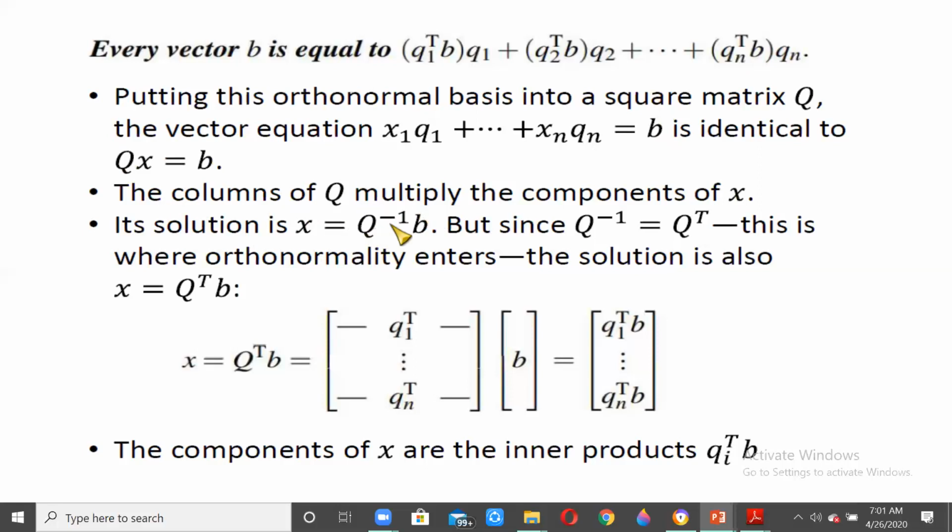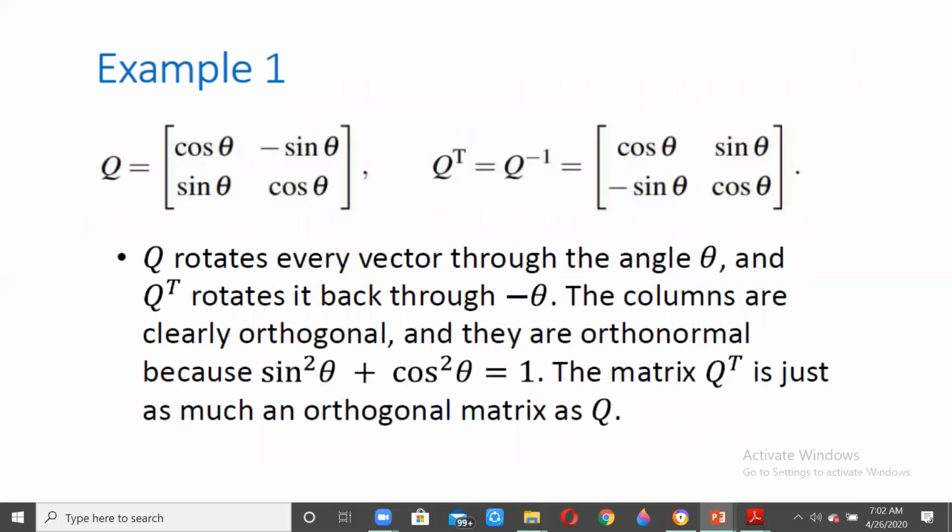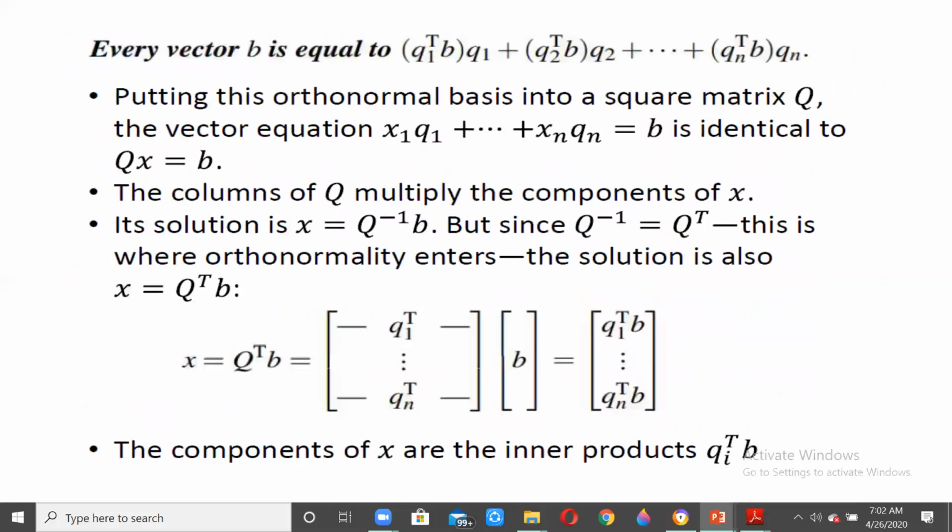So remember that here we are taking Q as a square matrix, which is an orthogonal matrix. Whereas if it is not a square matrix, say if it's a rectangular matrix, we cannot talk about an orthogonal matrix. But since Q inverse is equal to Q transpose because of the square nature of Q, this is where the orthonormality enters, and the solution is X equal to Q transpose B.